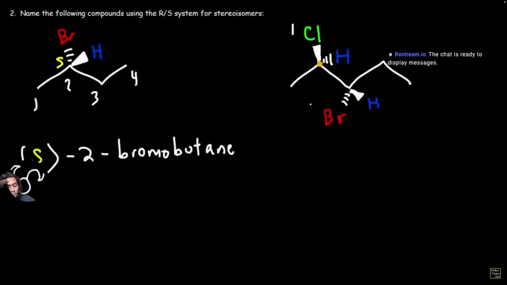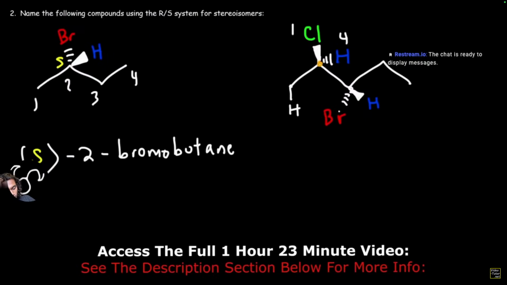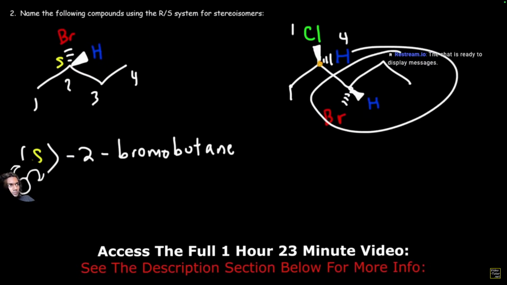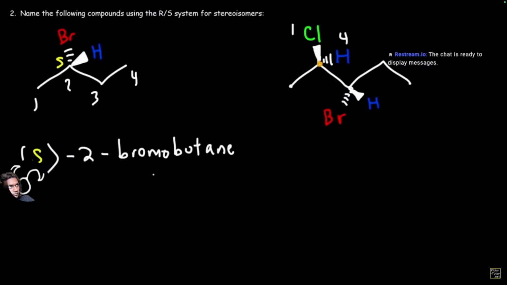Now for group number 2, we know H is number 4. So we've got to compare these two. Here we have a carbon, and then a carbon, and then after that carbon there's a hydrogen. Here there's a bromine. This is going to win. So this entire group is group number 3, which makes the methyl group.